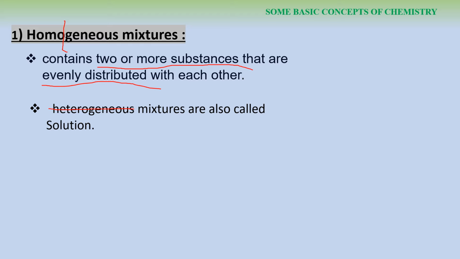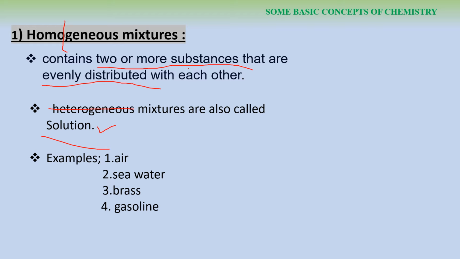Homogeneous mixtures are also called solutions. For example, air, seawater, brass, gasoline. In air, you all know that air consists of many gases such as oxygen, nitrogen, hydrogen, but they are in fixed proportion. That's why air is an example of a homogeneous mixture. Wherever you go, air will have all gases in a fixed proportion. They will not vary from place to place.